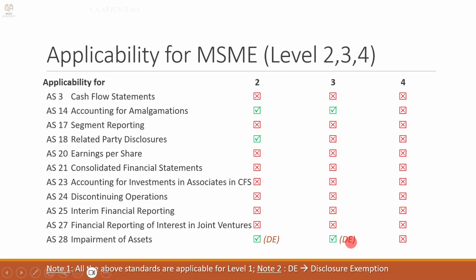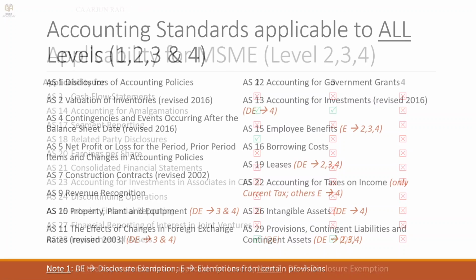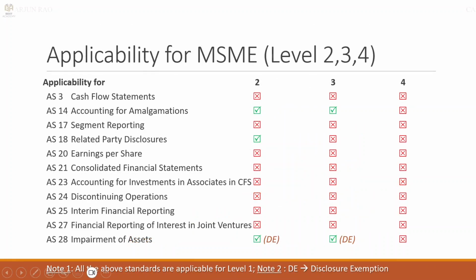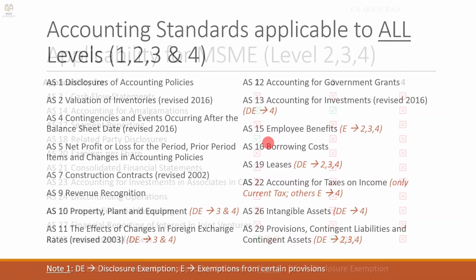Okay. So, it is easy to remember. The first slide, all levels should follow. Here and there are some disclosure exemptions. Some provisional exemptions are there in 15 and in 22. In this slide, this list, mostly they are not applicable. Here and there they are applicable to levels 2 and 3, that is AS 14 and AS 28, and AS 18 applicable only to level 2. So, you can pause the video here and go through both these lists.